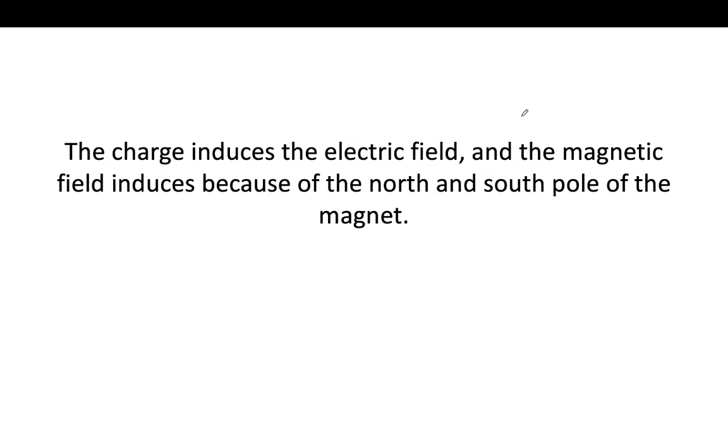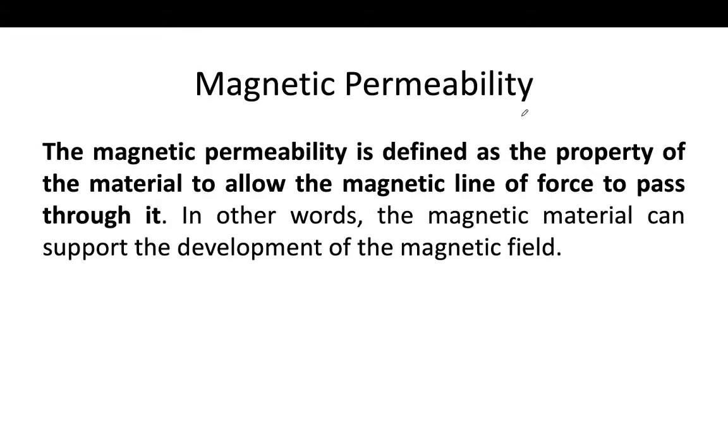The charge induces the electric field, and the magnetic field is induced because of the north and south poles of the magnet. So this is the common difference, or you can say the main point: any charge induces the electric field, while the magnetic field is induced because of both poles, north and south, of the magnet.